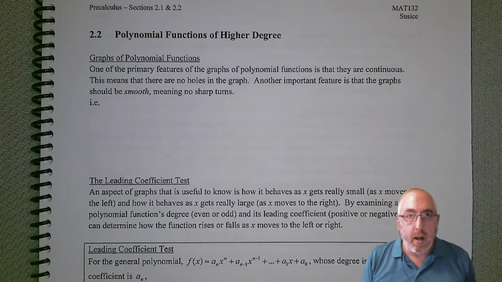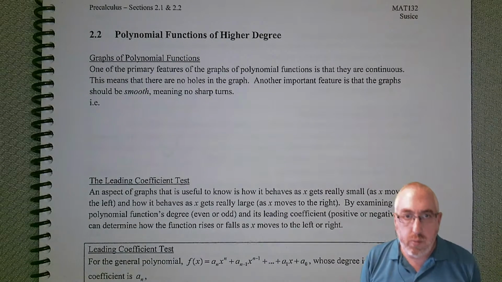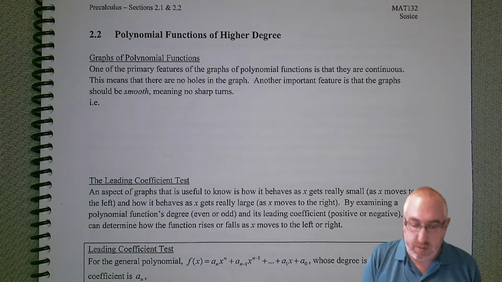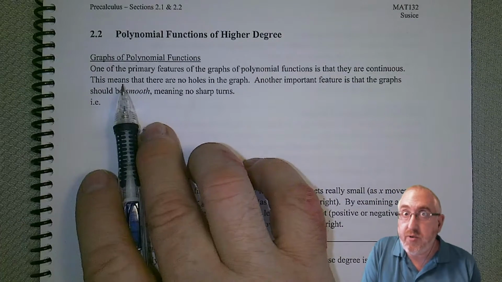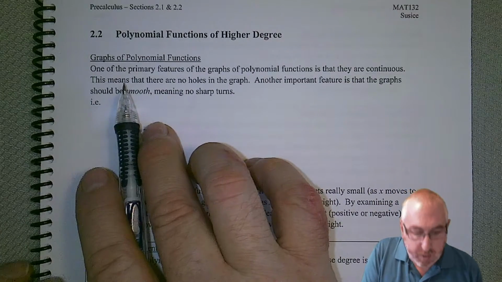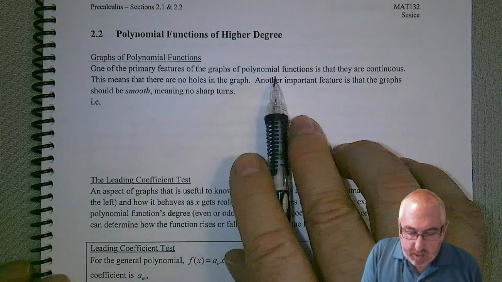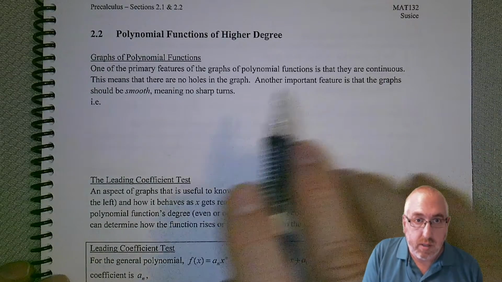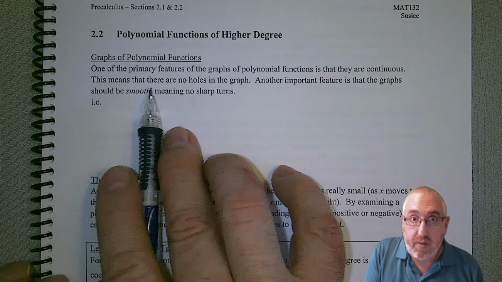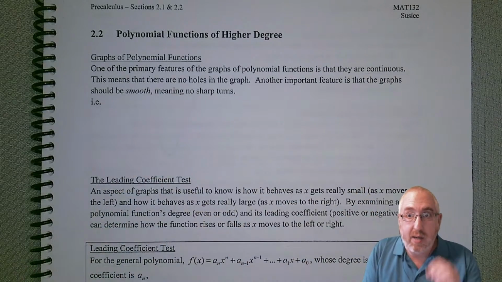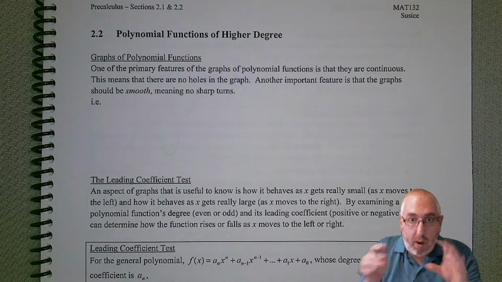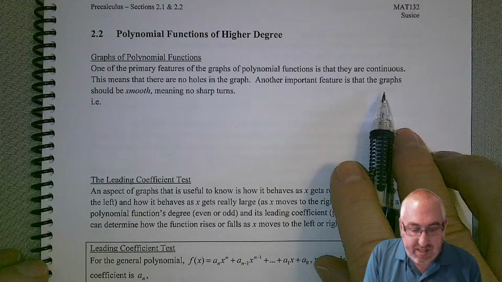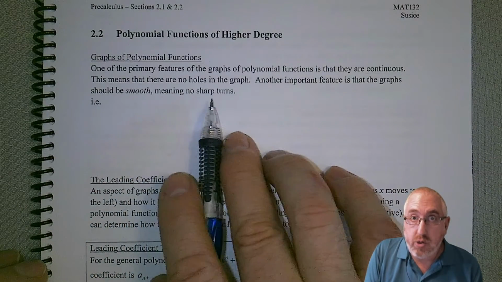Alright, welcome back. We are now going to get into section 2.2, polynomial functions of higher degree. So now the first thing we're going to look at are the graphs of polynomial functions. What are some features that we can expect from a polynomial graph? One of the primary features is that they are going to be continuous. So what does that mean? Well, first of all, there are going to be no holes in the graph. So it's not going to stop and start and kind of have a gap in there somewhere. So that's one thing. Another important feature is that the graph should be smooth, meaning no sharp turns.